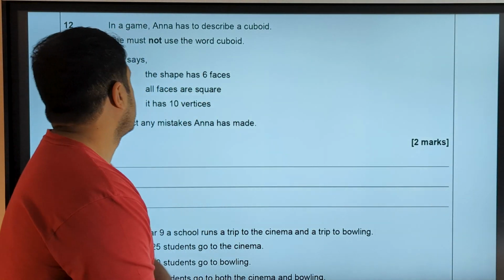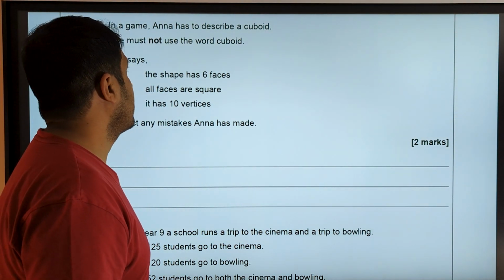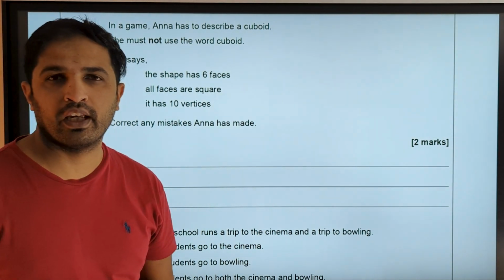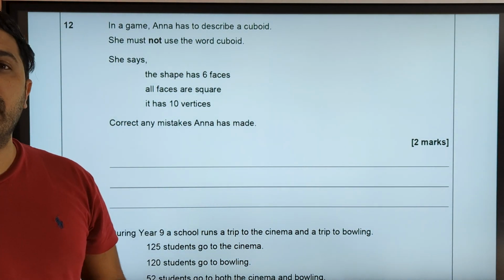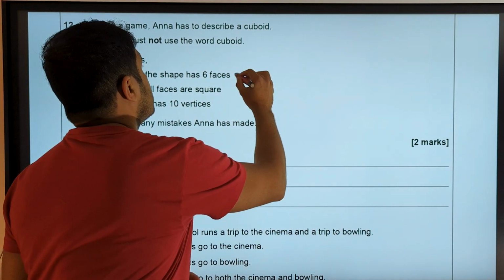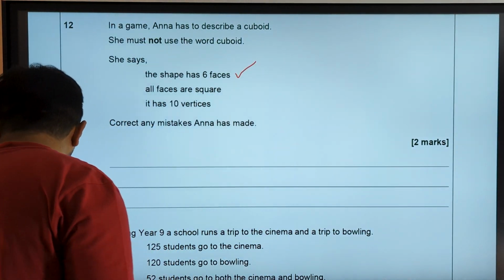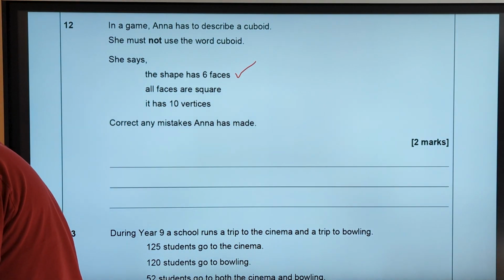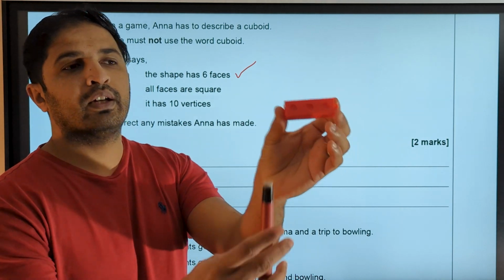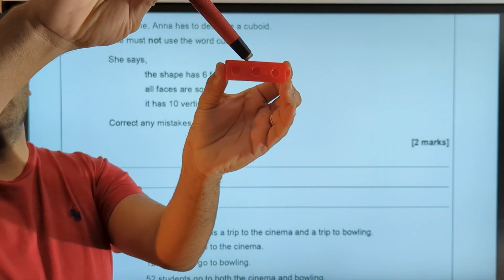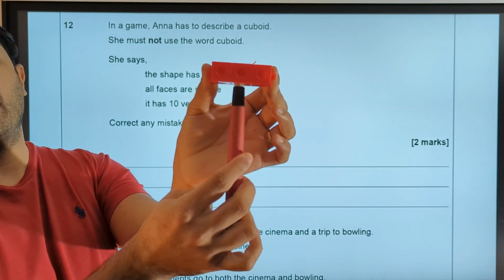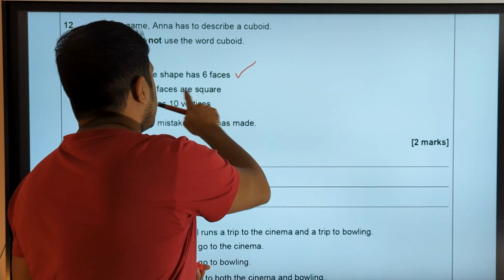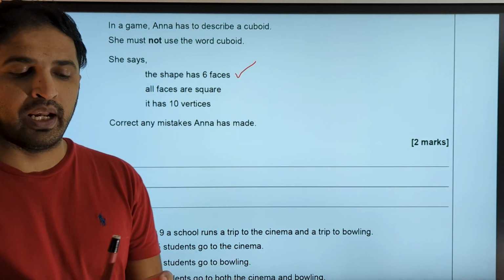Right, so question 12 here. Anna has to describe a cuboid. She must not use the word cuboid, okay? And she says the shape has 6 faces, which is correct. A cuboid would have 6 faces. Let's look at this one. There's 1 face, 2, 3, 4, 5, and the back would be 6. So a cuboid has 6 faces. Okay, that's correct.